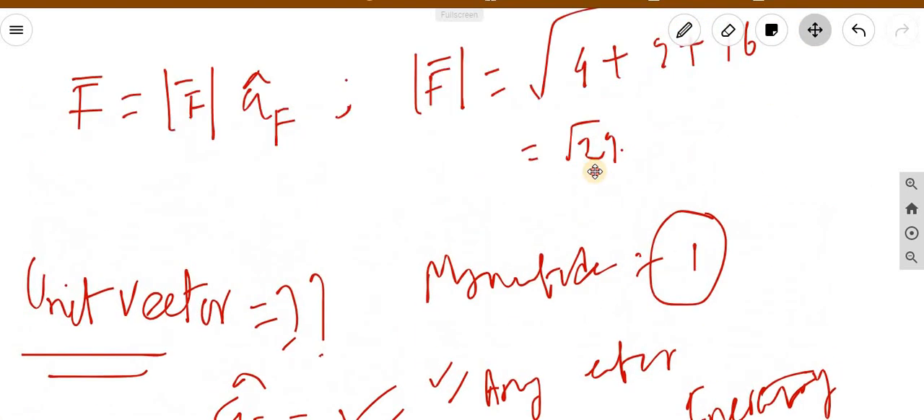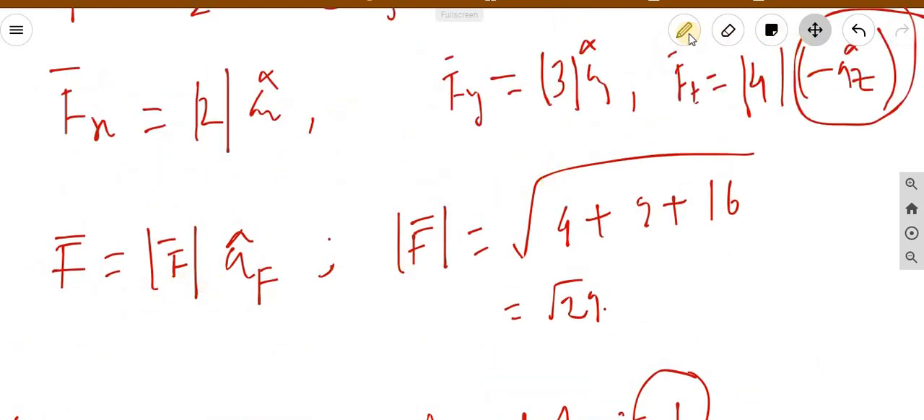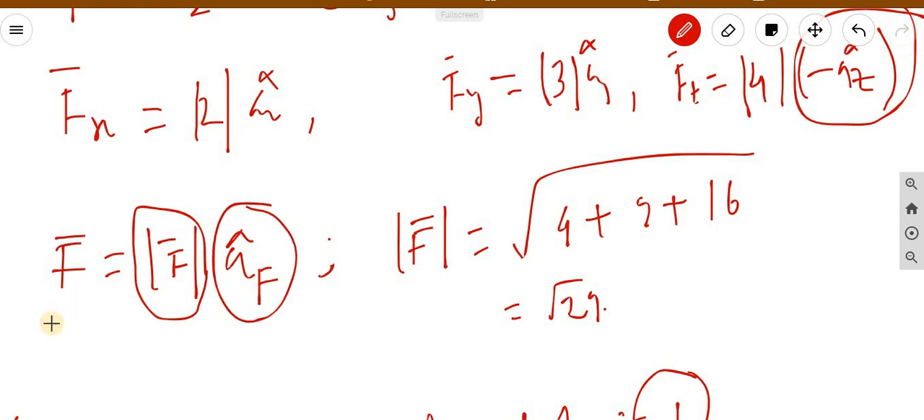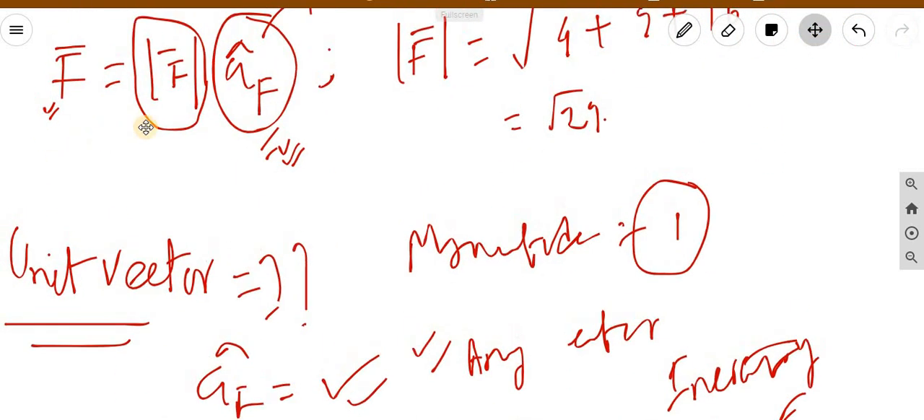So any vector we can present as a magnitude times a unit vector. How can this unit vector be presented? The unit vector will have magnitude 1 and the direction in which the vector is increasing. Okay, so this is represented as a unit vector for each and every vector.